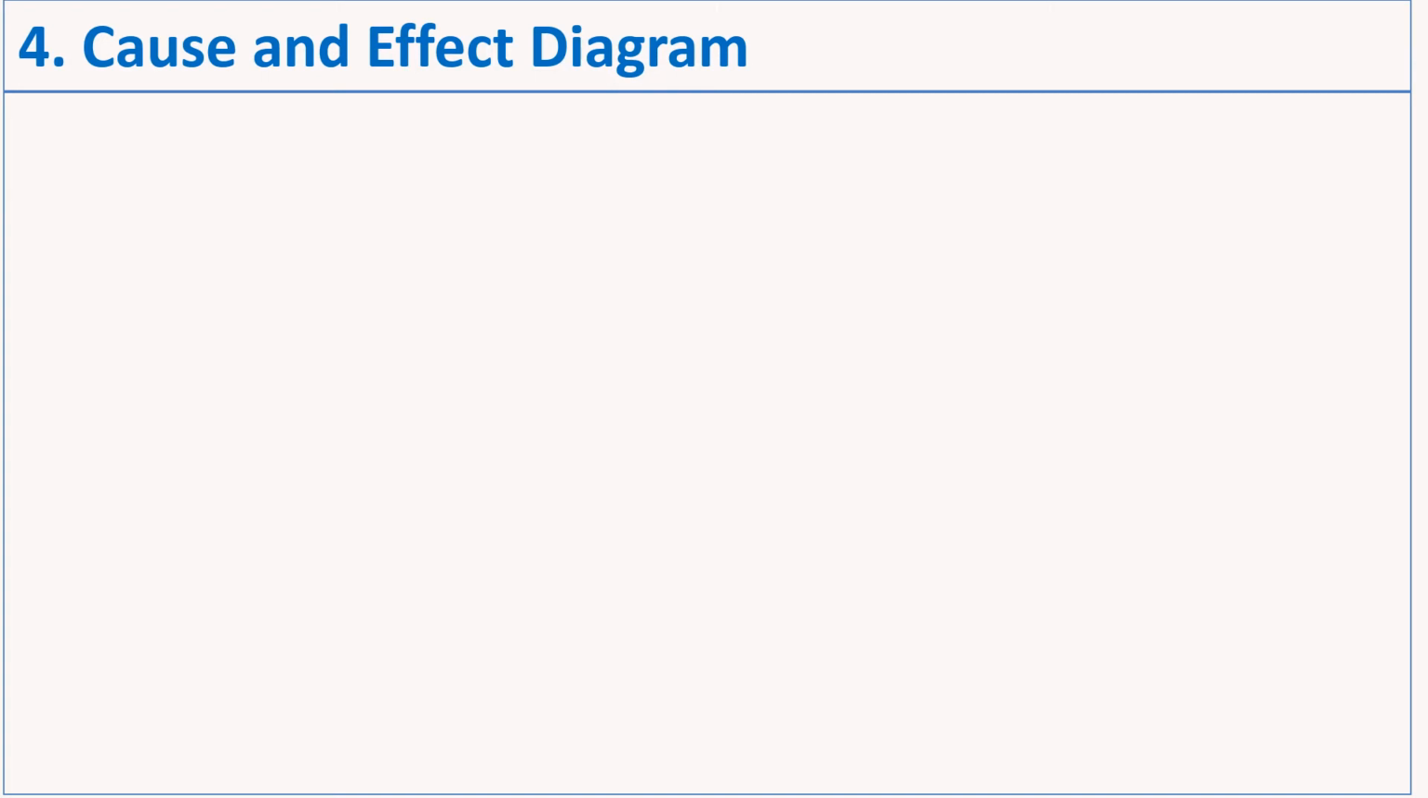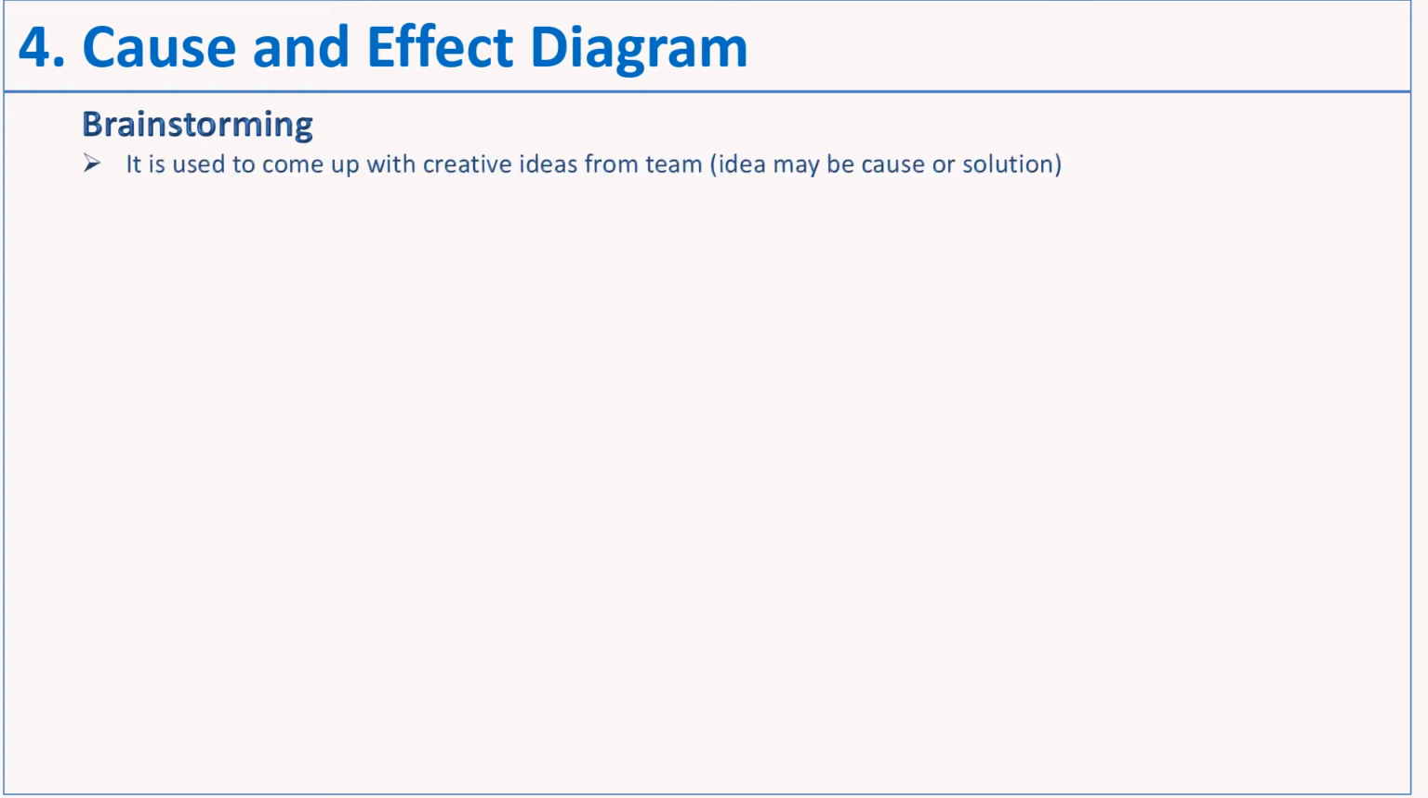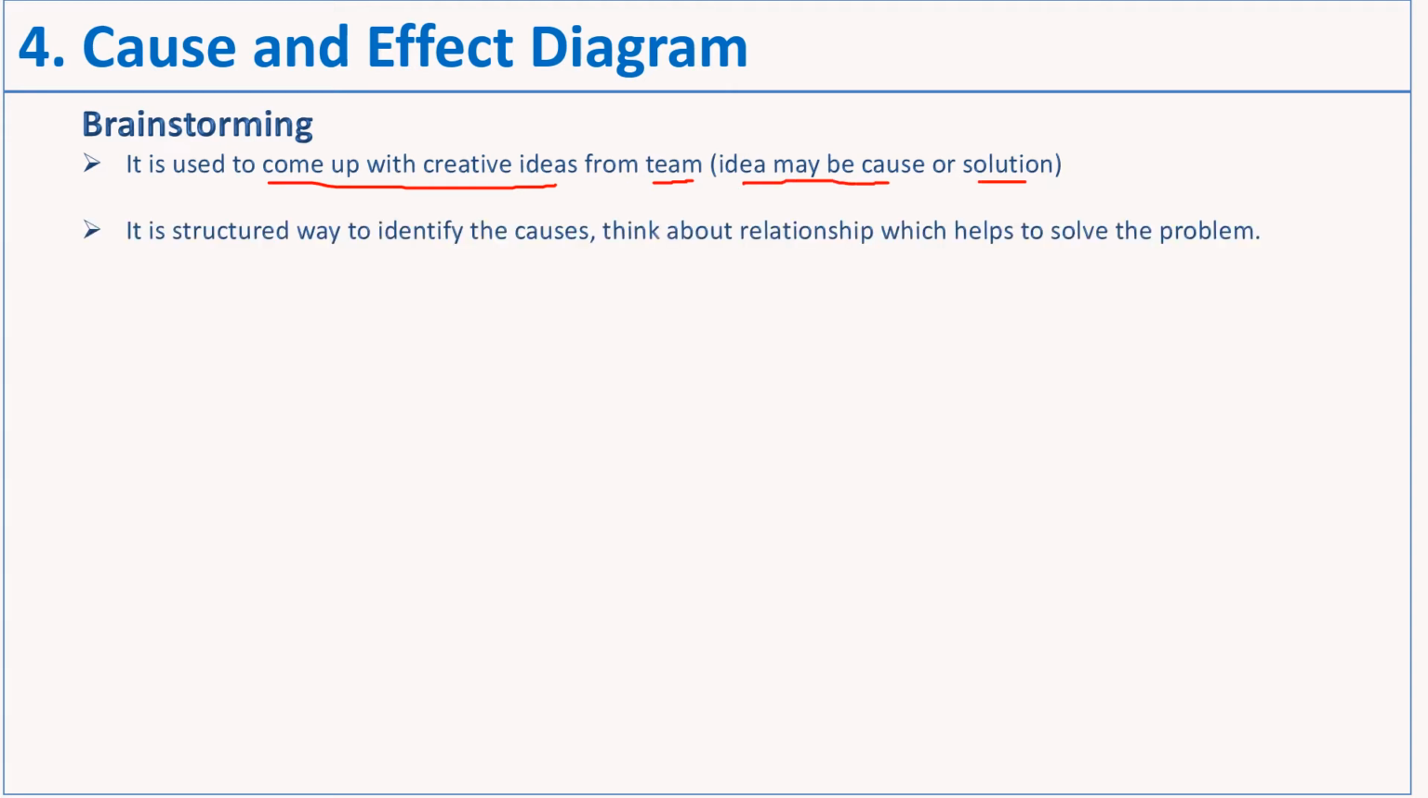The first step of the cause and effect diagram is brainstorming. So let's start the brainstorming. For brainstorming, we have to create a team which should come up with creative ideas. Ideas may be causes or solutions. It is a structured way to identify the causes, thinking about the relationships that help to solve the problem. Brainstorming should be done in an effective way. So how do we do brainstorming effectively?